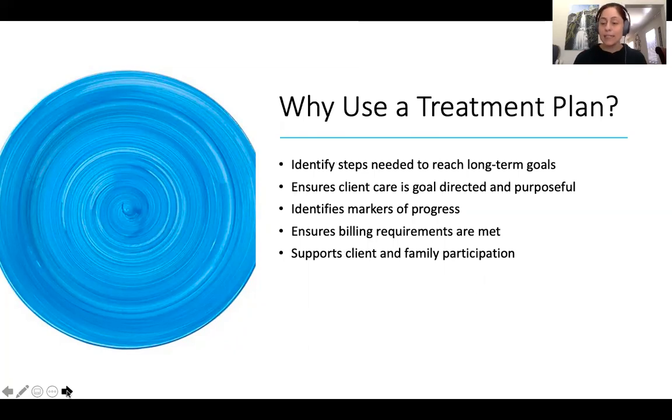Purpose of a treatment plan. There's lots of purposes fulfilled through the creation and use of a treatment plan. Perhaps the most obvious purpose is that the goals and interventions in the treatment plan identify the specific steps needed to reach the long-term goal.